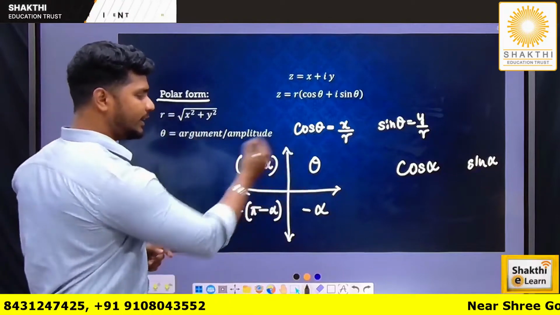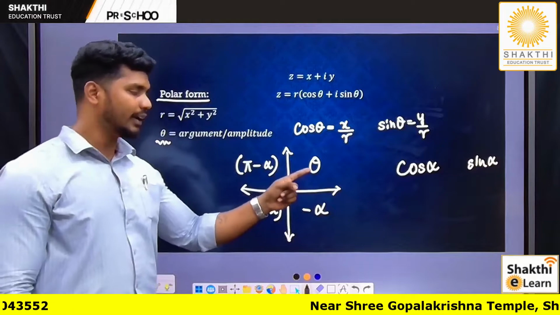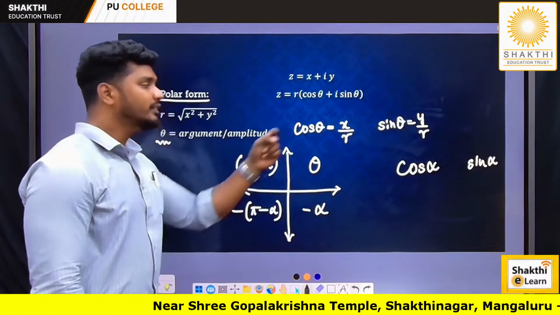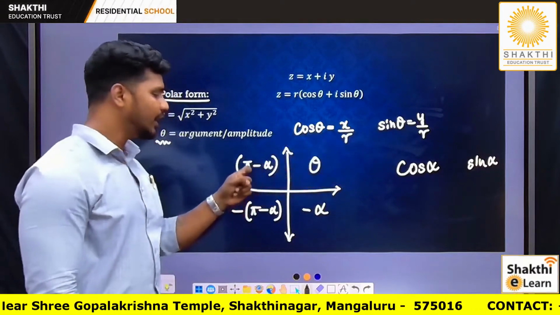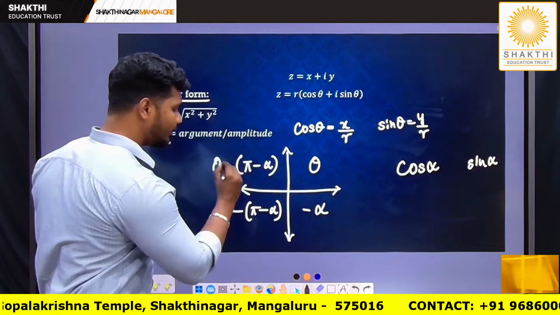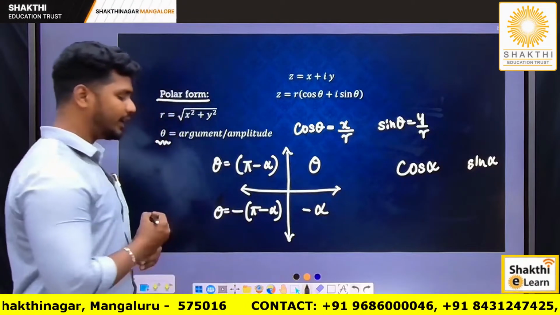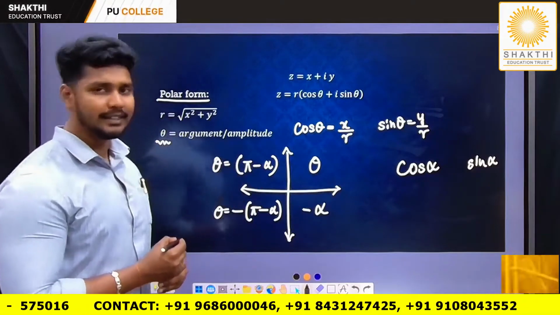The whole thing you have to keep in mind is how to find the value of theta. In the first quadrant, you get the value directly. In the second quadrant, when cos is negative, you find cos alpha and sin alpha, then you get the value of alpha. The value of theta will be given by pi minus alpha. In the third quadrant, theta will be equal to minus of pi minus alpha. In the fourth quadrant, theta will be equal to minus alpha.